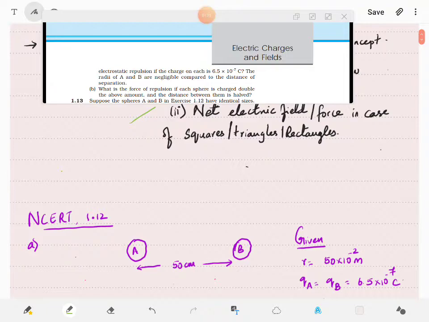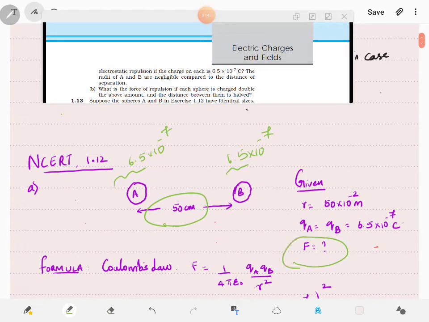Let me explain to you the question. So we have been given two copper spheres A and B. Each copper sphere is having a charge of 6.5 into 10 power minus 7 Coulomb. The charges on them are both the same and the distance of separation is 50 centimeter. So this is what we have been given and we are asked to find force. So the electrostatic force of attraction or repulsion between any two spheres. In this case, you will have to note that the radii of A and B are negligible compared to the distance of separation, which means we can treat both the spheres as point charges.